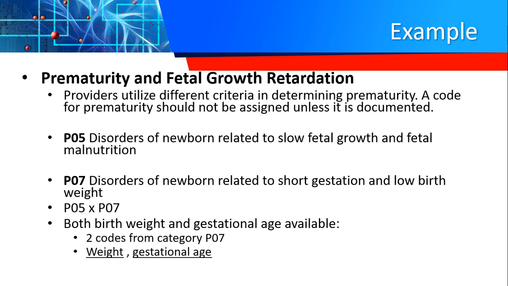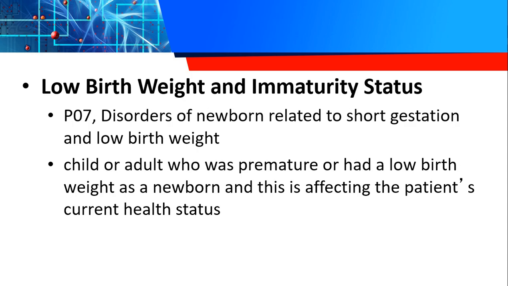Okay, so when you are coding P07, keep in mind that you should always have two codes, and you should code first the weight, followed by the gestational age if available. Okay? So, low birth weight and immaturity status, your P07 disorders of newborns related to short gestation and low birth weight, child or adult who was premature or had a low birth weight as a newborn, and this is affecting the patient's current health status.